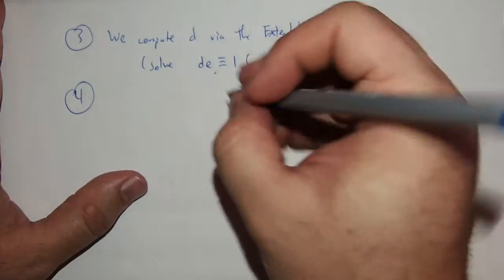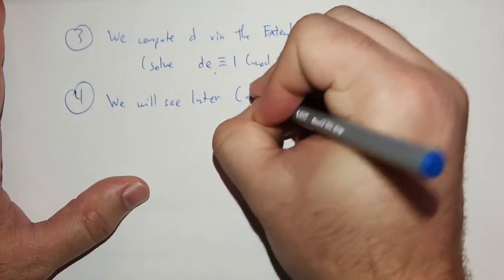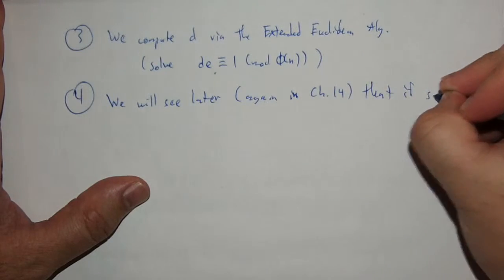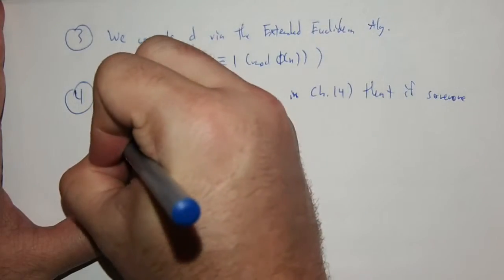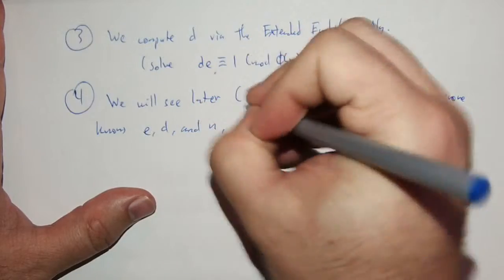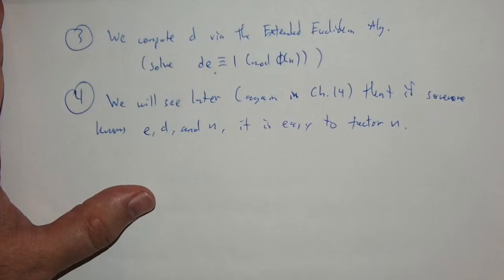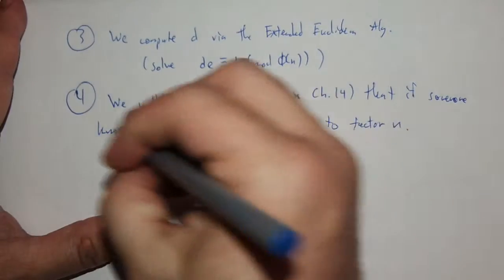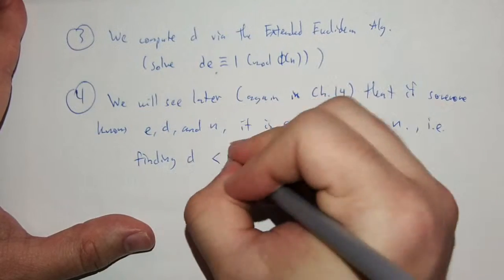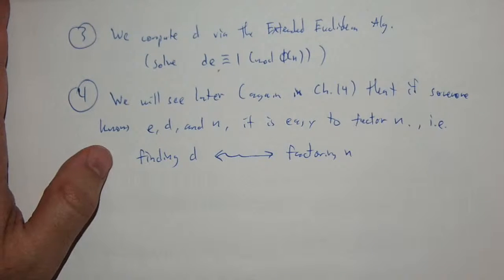Next, we will see later, again in chapter 14, that if someone knows E, D, and N, it is easy to factor n. That is, finding D is equivalent to factoring n.